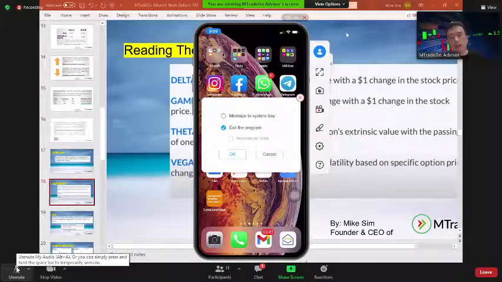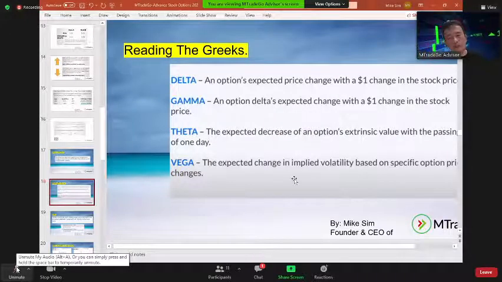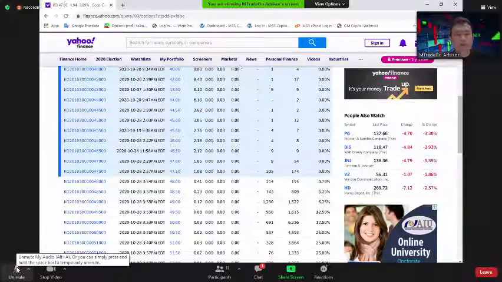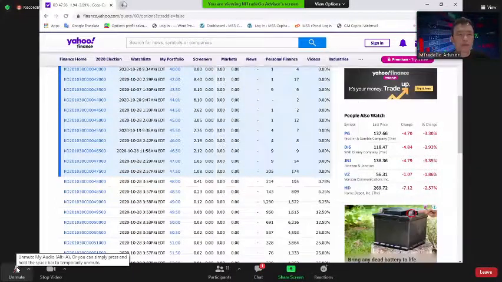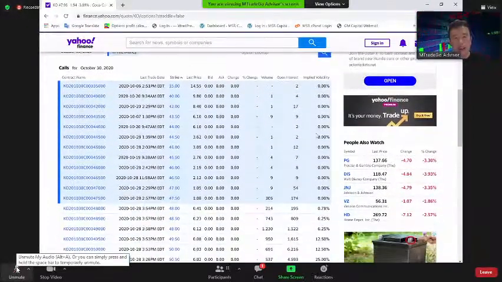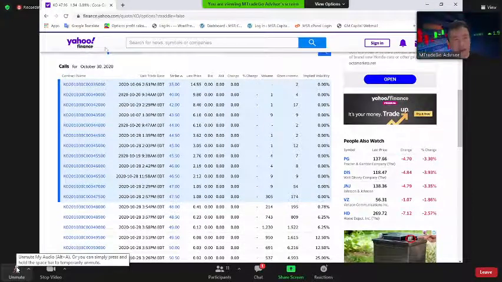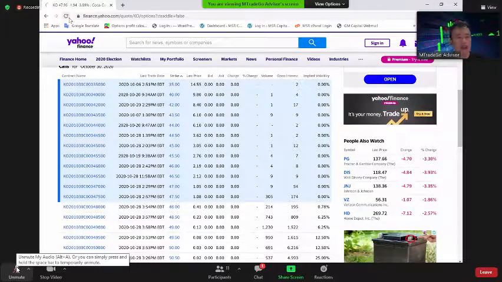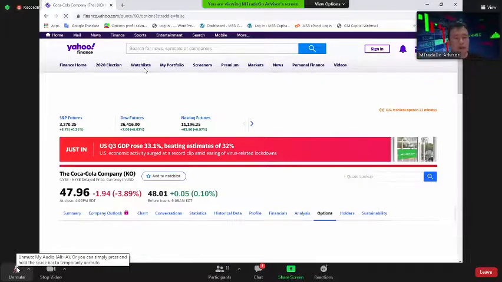Hold on, I think we can use the web also. Okay, you look at the market, it is not open yet. If the market is open already, we can see the IV directly here.